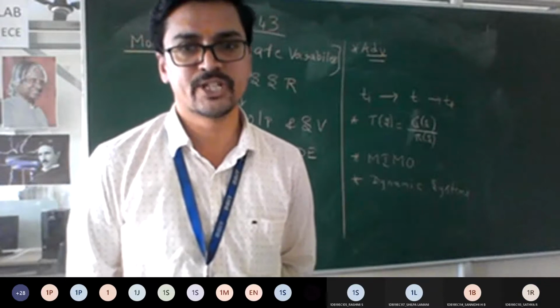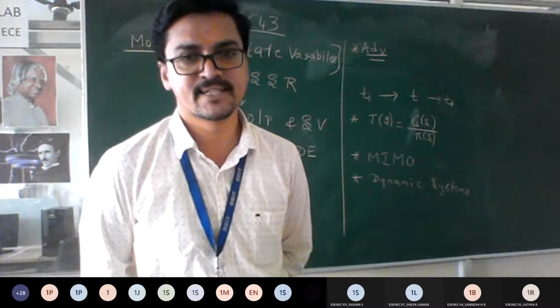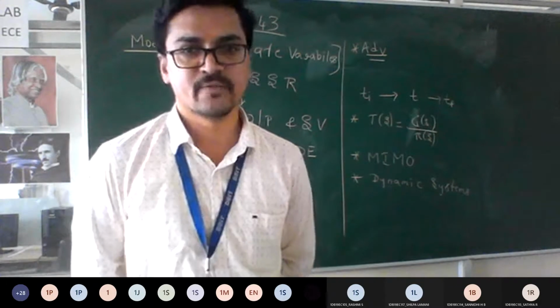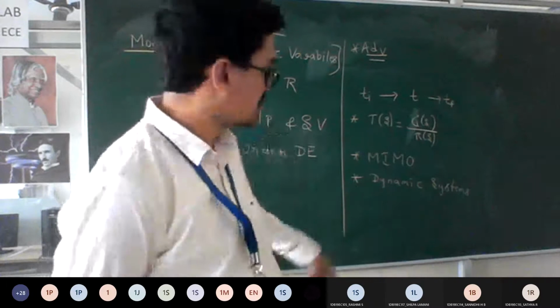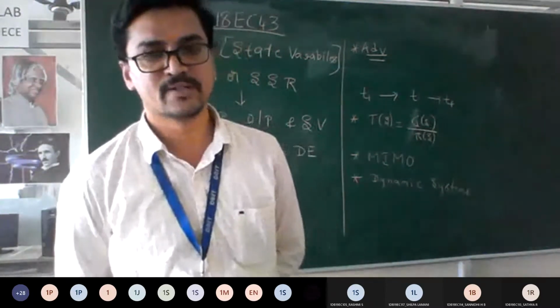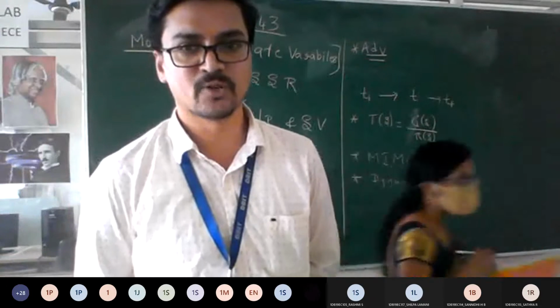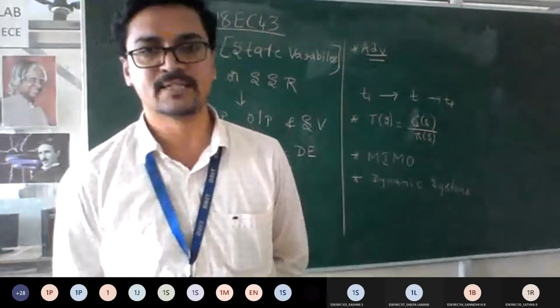Static means, in general, it is called a memoryless element, correct? So dynamic means a memory element. So where we can give importance is a system which is having memory. That is the advantage of your state variable. So it gives information about controllability. That is what you wrote for step number 4, right? Similarly, it is applicable to all dynamic systems.